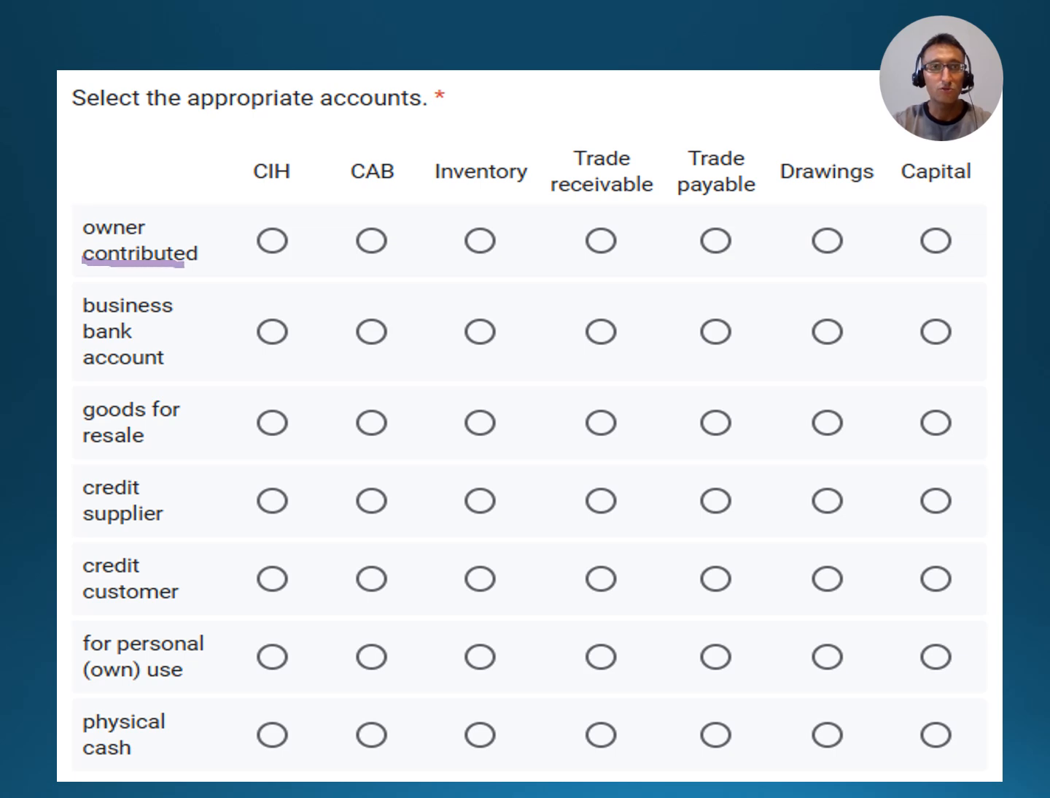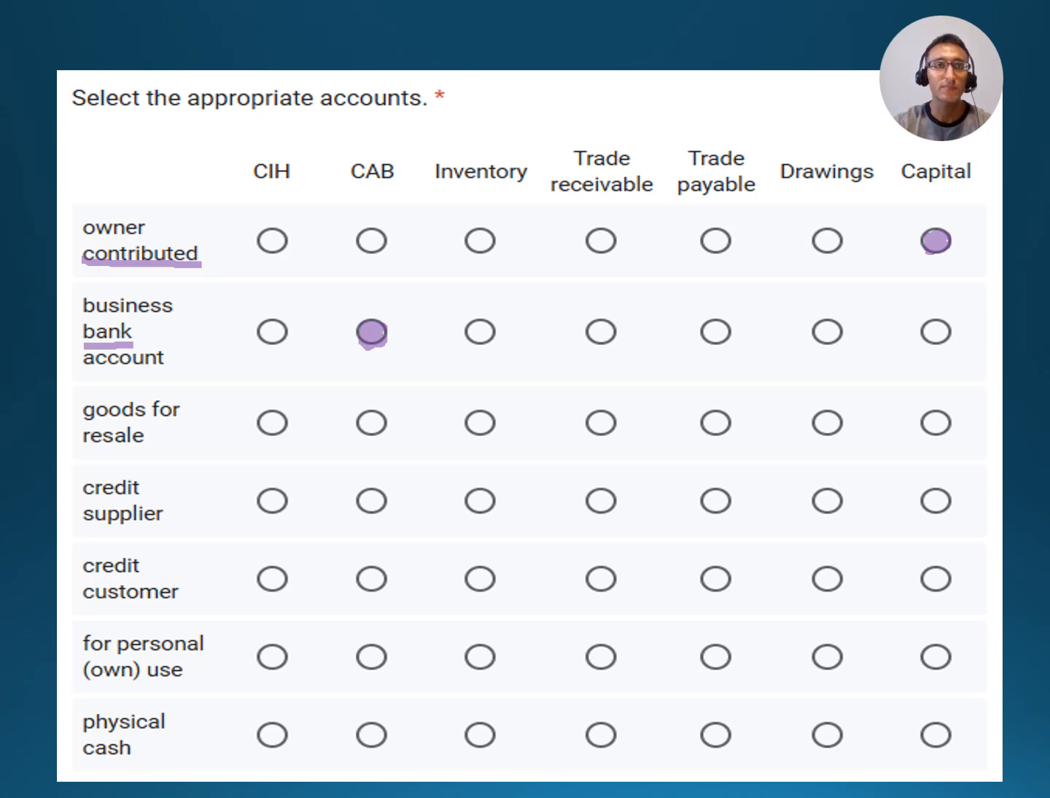The owner contributed whatever. Okay, it could be a vehicle, it could be money, it could be other forms of assets as well. Every time there's a contribution, we would straight away record in the capital account as one of the accounts affected. Next, we have a business bank account. Every time we have a business bank account affected, the cash at bank would be recorded as an increase or decrease.